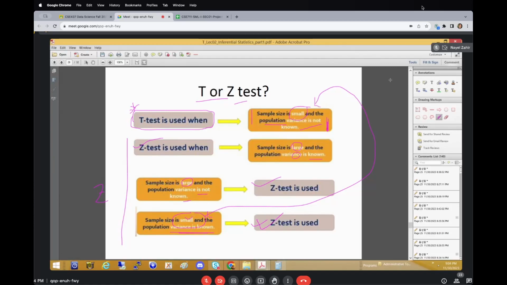Okay, so let's see what small means. Usually we say that a sample size less than or equal to 30 is called a small sample. So when the sample size is less than or equal to 30, we usually call those small samples.